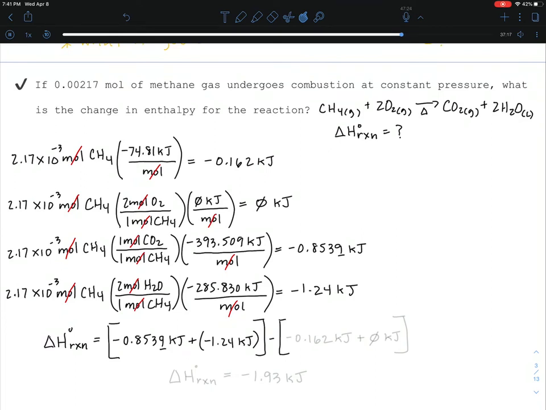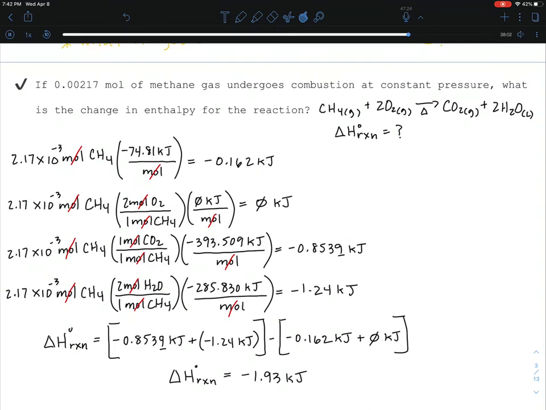So what do we have here? For the methane, I've got negative 0.162 kilojoules. And I'm going to add to that nothing because they're saying that the heat of formation for molecular oxygen under standard conditions is 0. So the overall change in the enthalpy for this reaction, if we're using less than 1 mole of our starting material, is going to be negative 1.93 kilojoules.